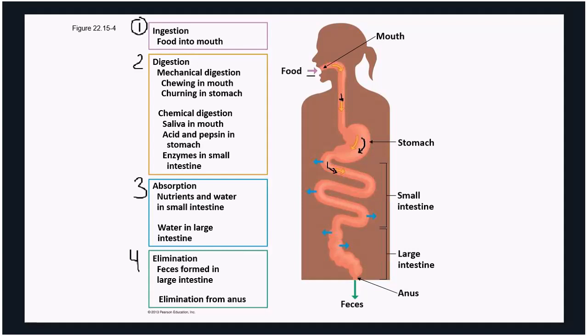And then it also breaks it down into mechanical. So what's mechanical digestion? Chewing and churning. What's chemical? That's the saliva, stomach acid.